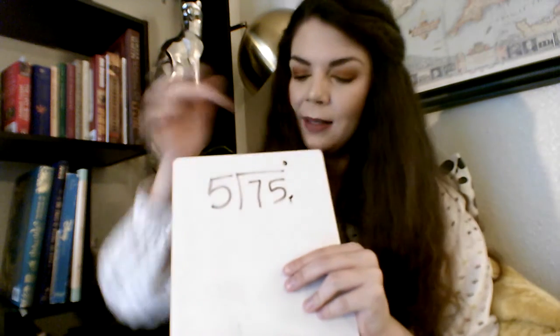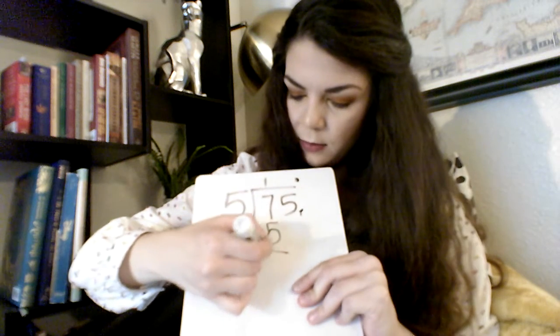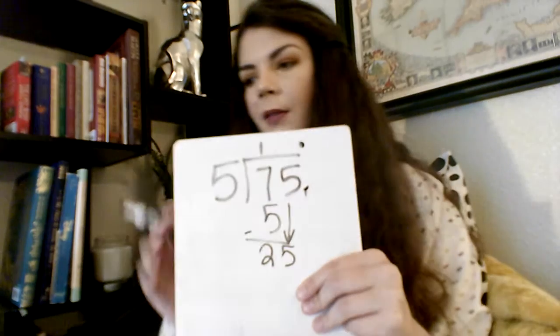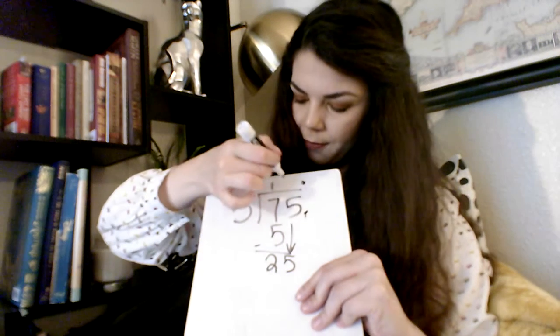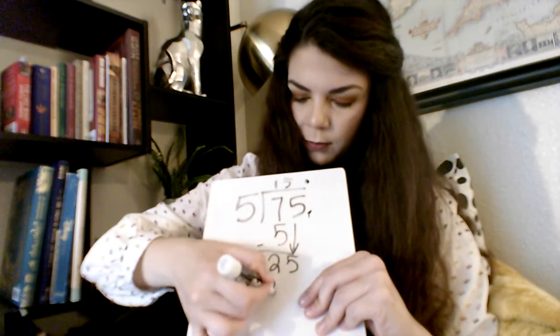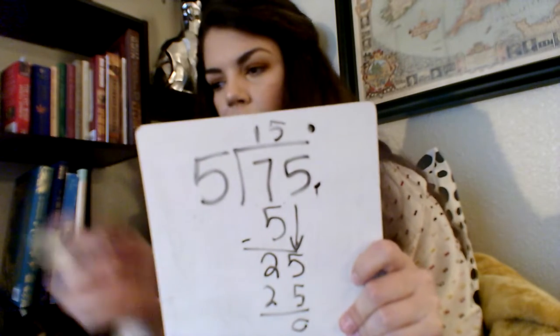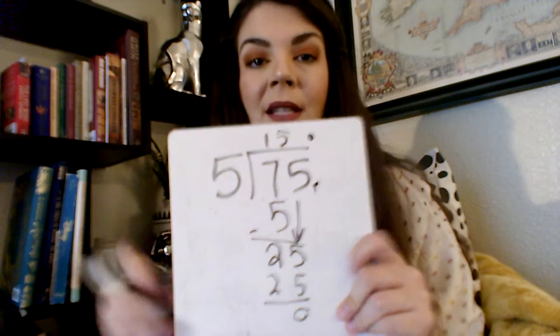How many 5s go into 7? 5, 10, nope, only 1. 1, we have our 5, minus, 2, we bring our 5 down. How many 5s go into 25? 5, 10, 15, 20, 25. 5. Sorry if you can't see that. Alright. So 15 point, that just means 15 whole. How many nickels are in 75 cents? I would write it 15 nickels.